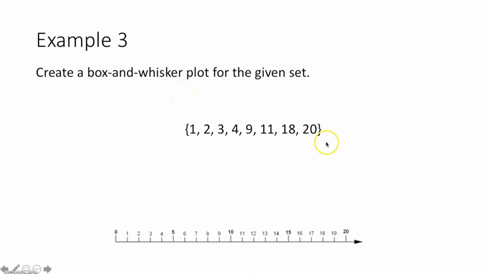From here, we go ahead and pick out our minimum. What's our minimum? That would be 1. So at 1, we go ahead and put a little point. Our maximum is going to be 20. We go ahead and put a point at 20. That's going to be our maximum.